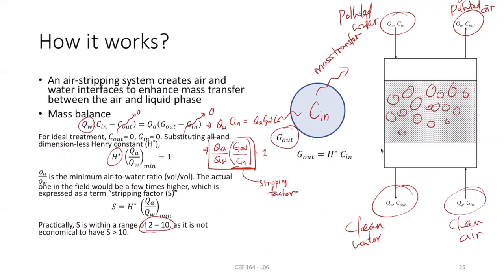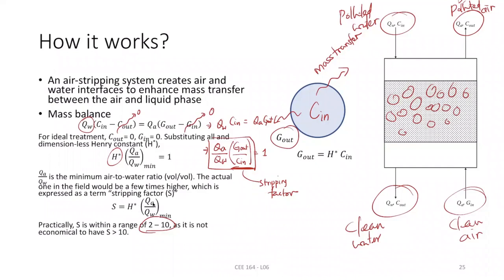So this gives an indication of how efficient the system is. The higher the stripping factor, the more likely the pollutants can be stripped out of the system. The typical range is 2 to 10. S equal to 1 means at least some pollutant is removed from the water, but typically it's not efficient. So you have to design for a higher S factor, 2 to 10. Typically, you cannot make it higher than 10 because it becomes very expensive.